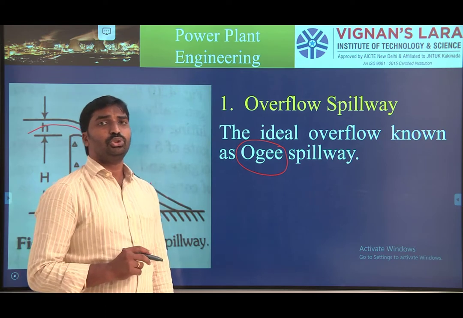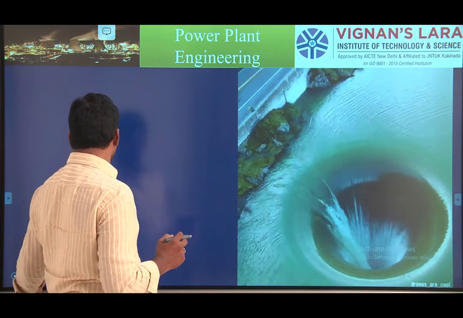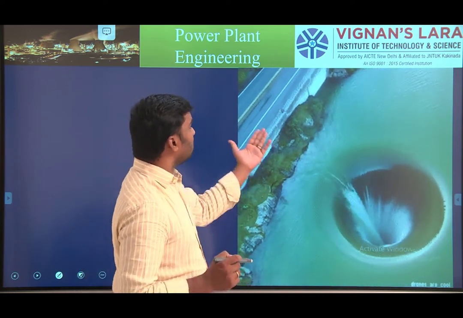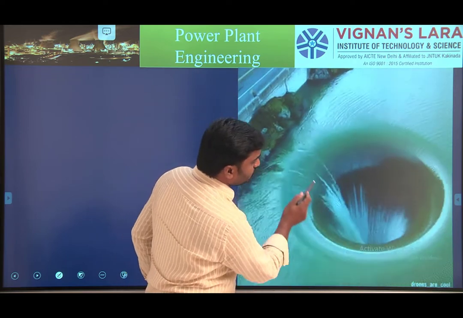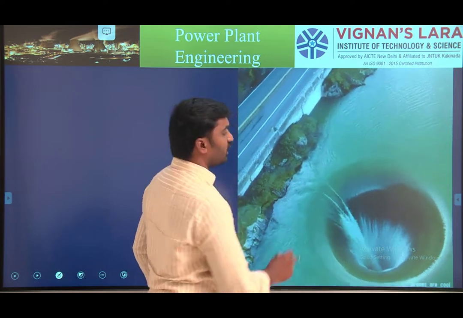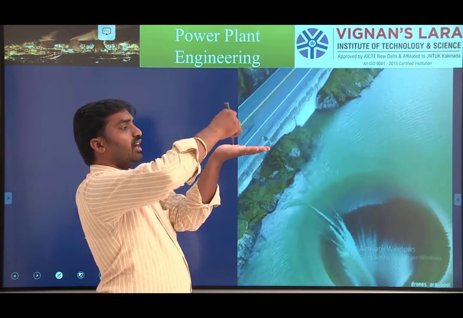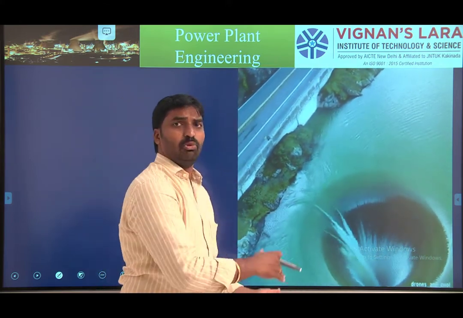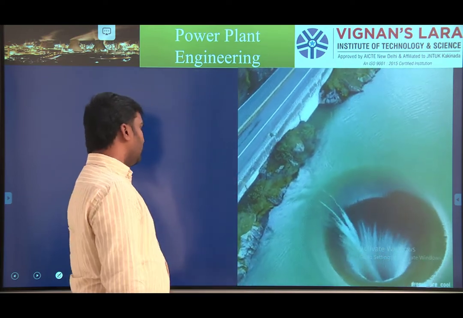This type of spillway is known as the overflow spillway. In this image you can see the overflow. This is the root point or maximum point. After the maximum point, the water drains. We fix some level, and after that level the water overflows to this side. From this point we arrange a pipeline and remove the water from the dam points. This is the overflow spillway.